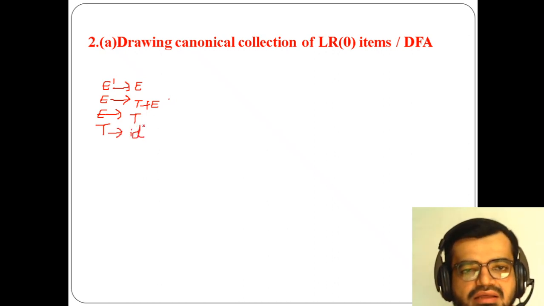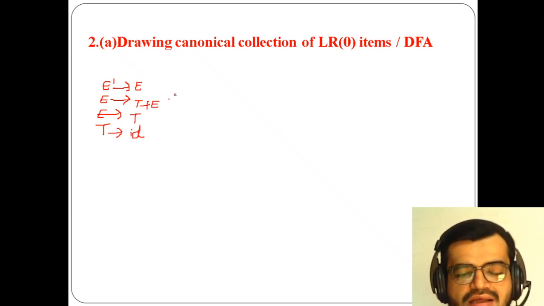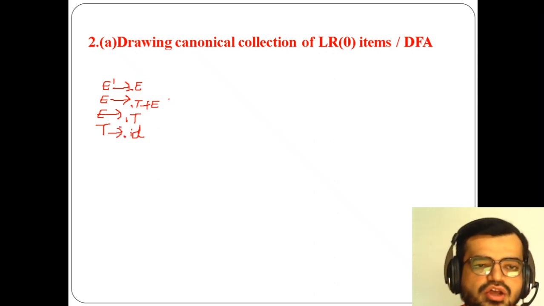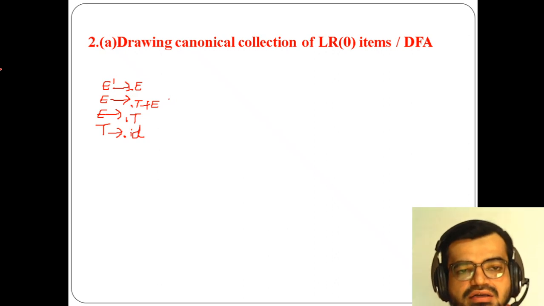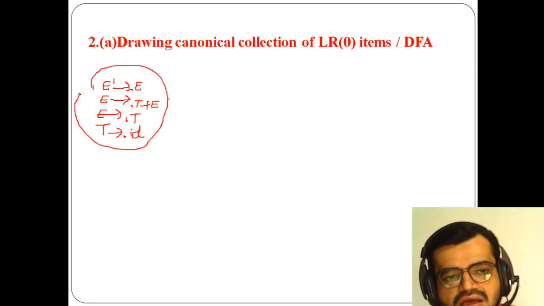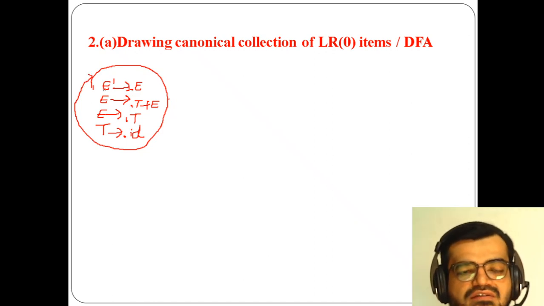Now I said you have to draw the canonical collection of LR(0) items. How should I perform this? I have to take the dot symbol. In the first step, I have taken the dot at the first position on the right-hand side, for all the productions available in the given grammar. Now all of these productions have been completed. So now I have to consider this as one state.